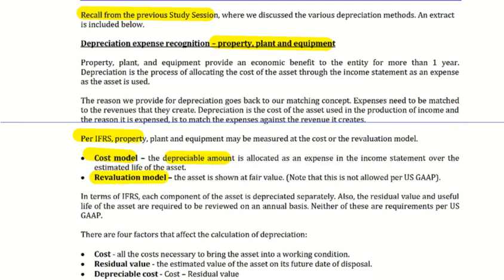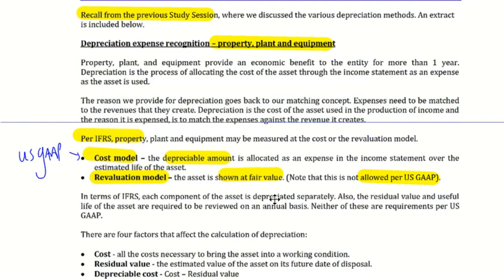The revaluation model is a model that we use to the extent that the value of the property, plant, and equipment goes up over time for whatever reason, obviously more related to things like real estate. If the value of the non-current asset has increased, we will then show the asset at its increased value or its fair value. Very important to remember, and this is one of the key differences between IFRS and US GAAP: this method is not allowed per US GAAP. US GAAP will only allow the cost method.